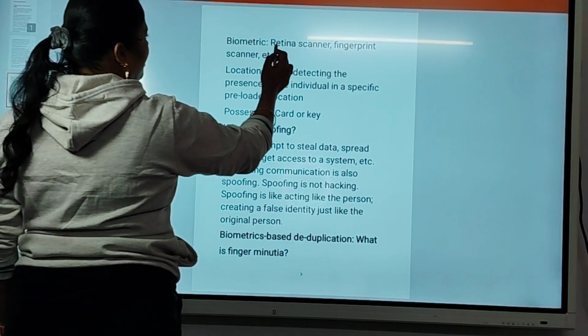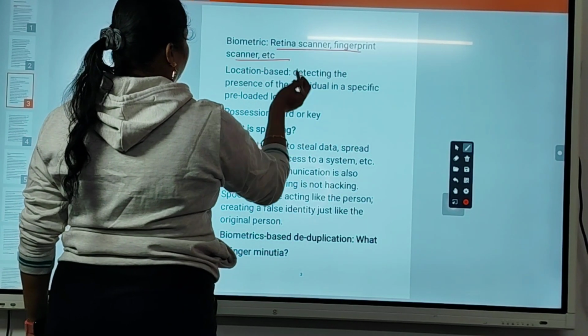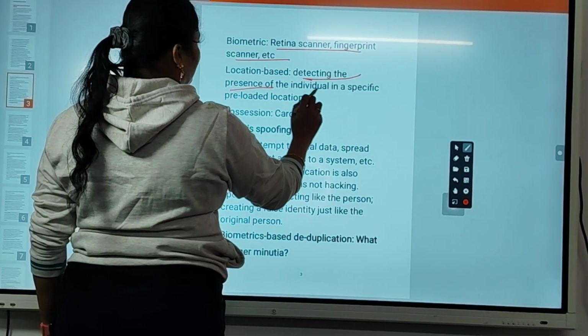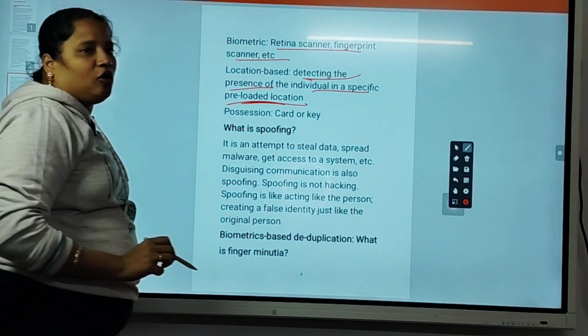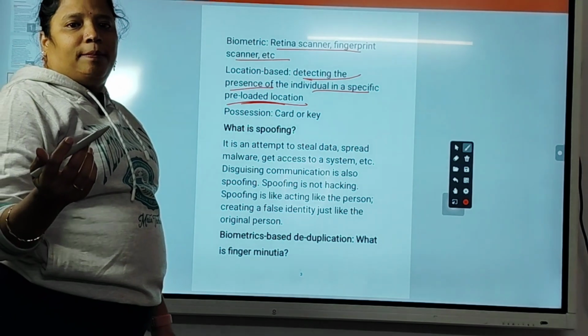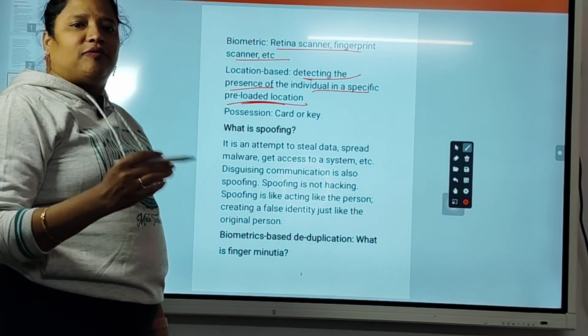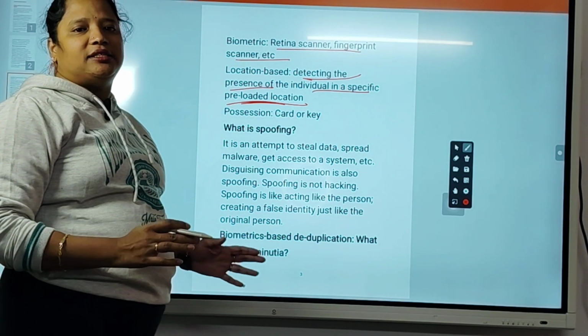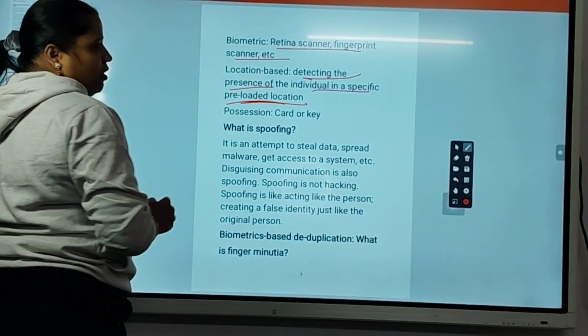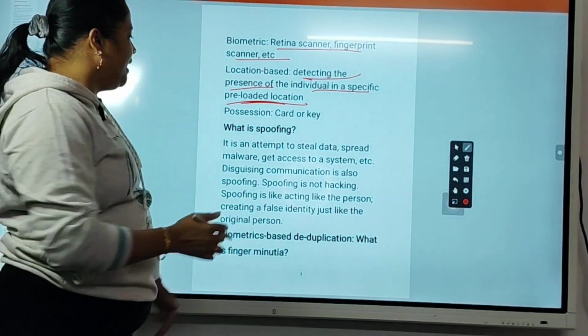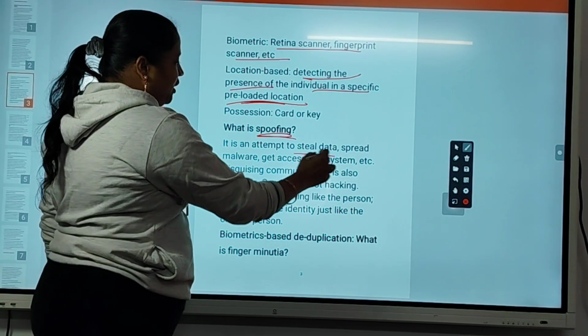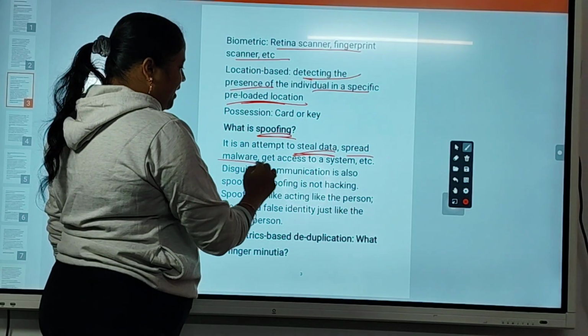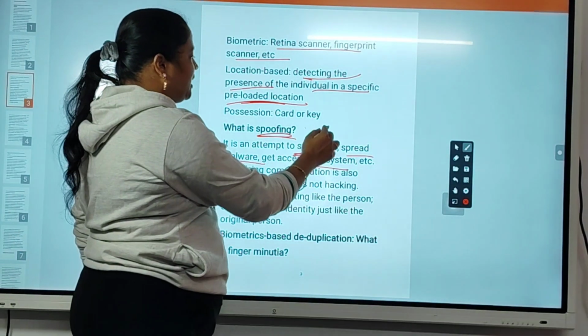Biometric means retina, fingerprint scanner, etc. Location means detecting the presence of an individual at a specific preloaded location, whether the person is accessing the data from that location only, then he is reliable. So what is spoofing here? Spoofing is an attempt to steal data, spread malware, or get access to a system. This is nothing but hacking.